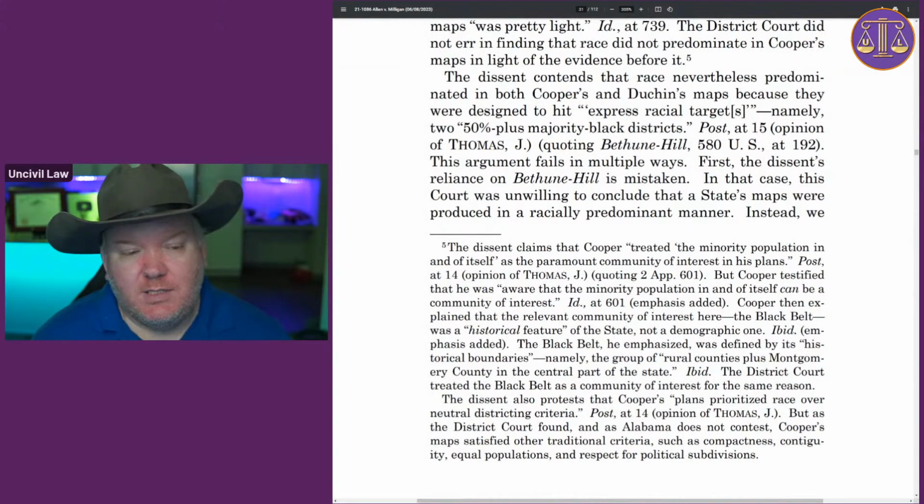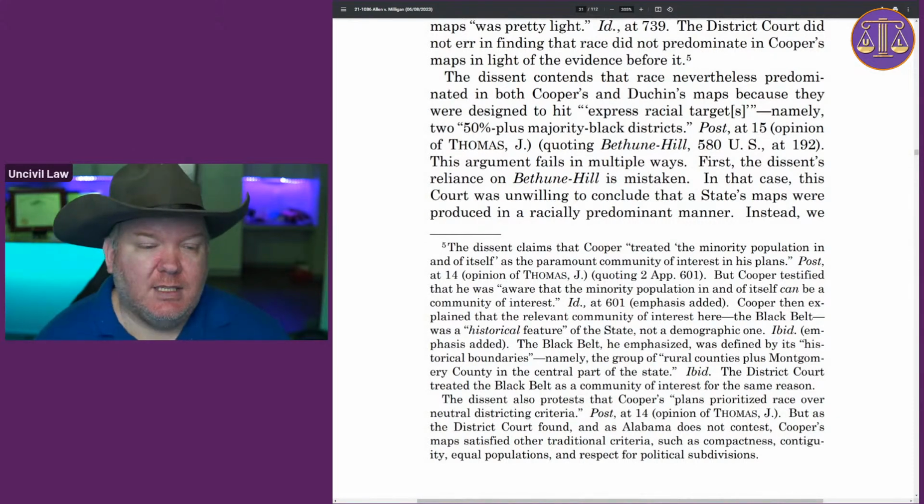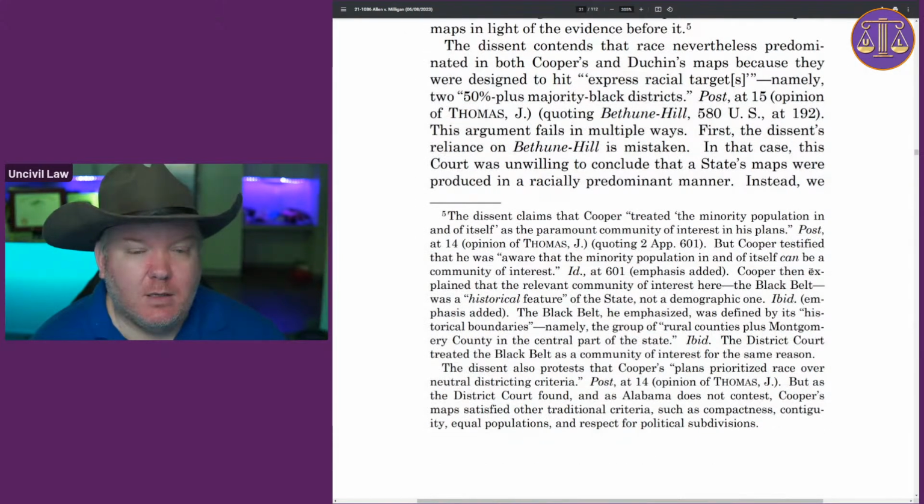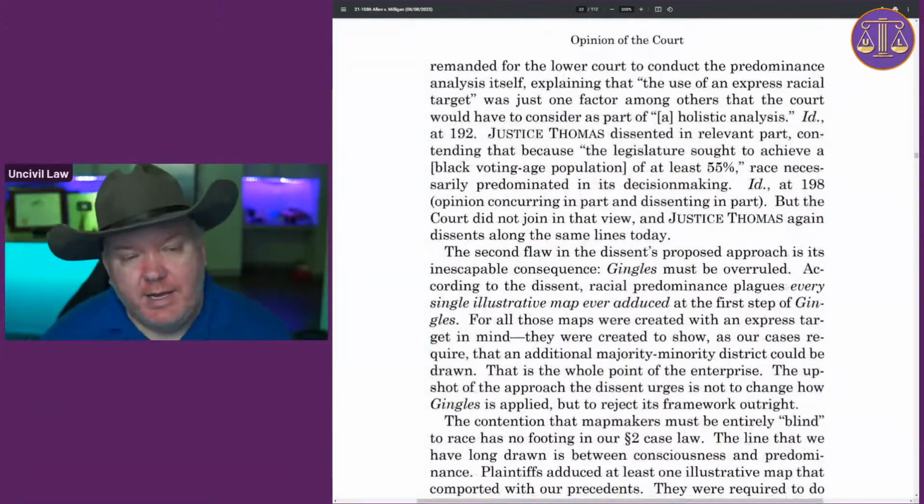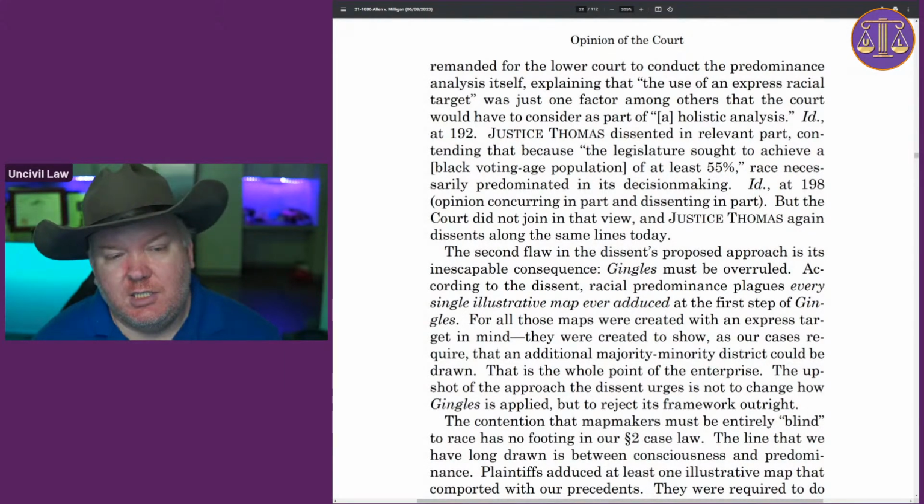This argument fails in multiple ways. First, the dissent's reliance on a different case is mistaken. In that case, the court was unwilling to conclude the state maps were produced in a racially predominant manner. Instead, we remanded for the lower court to conduct the predominance analysis itself, explaining that the use of an express racial target was just one factor among others the court would have considered as part of a holistic analysis. Justice Thomas dissented in the relevant part, contending that because the legislature sought to achieve a black voting age population of at least 55%, race necessarily predominated in decision making. But the court did not join in that view, and Justice Thomas again dissents along those same lines.